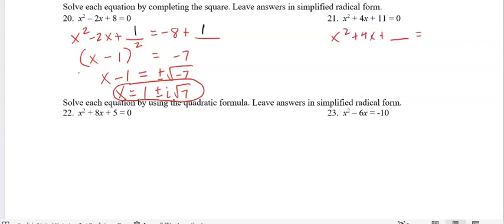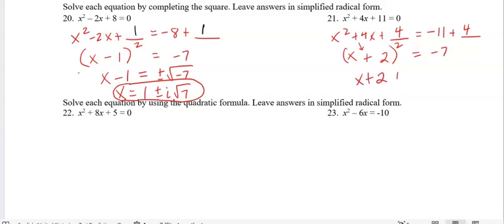same deal. I'm going to move 11 over by subtracting. The number that completes the square, divide by 2. That's 2, and then 2 squared is 4. So I'm going to add 4 to both sides. The factoring will be the square root of x squared goes here, the square root of 4 goes here, and then whatever the sign in front of x is will go between them. And then negative 11 plus 4 is negative 7.